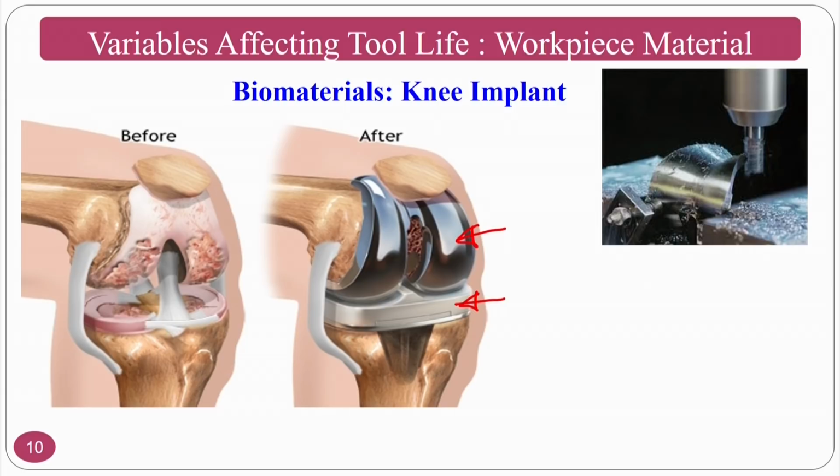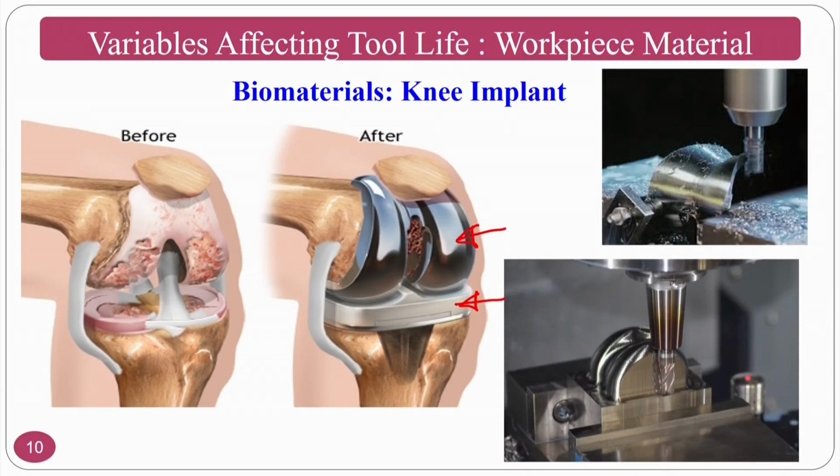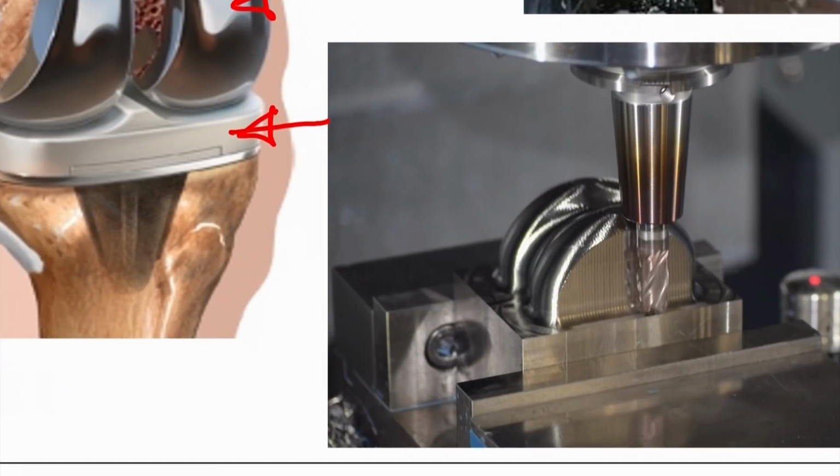You can see how the milling operation is taking place. There are different varieties of knee implants. These knee implants are machined, and you can see in the zoom version how they are machined. This is another version of the knee implants. There are different knee implants, and these are done by the milling operation. You can see here in the zoomed version.